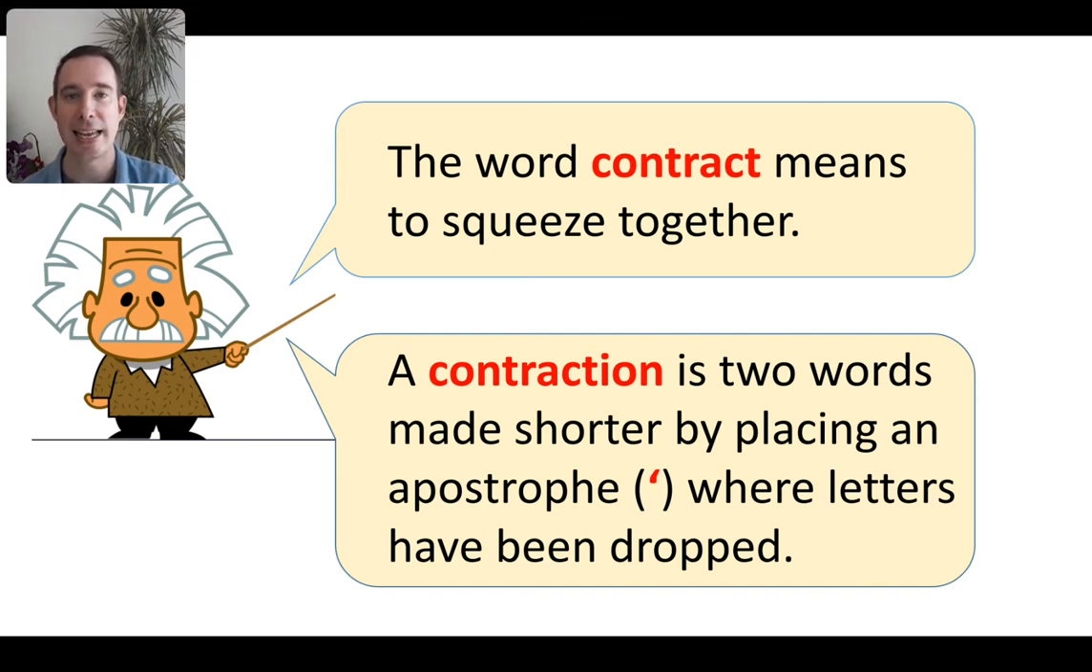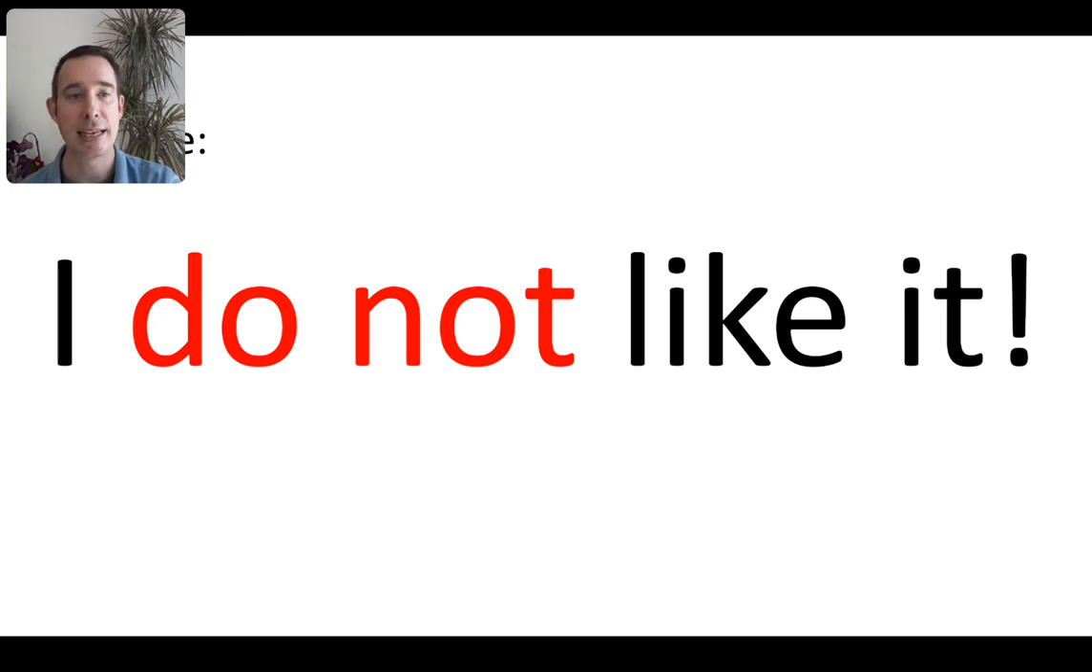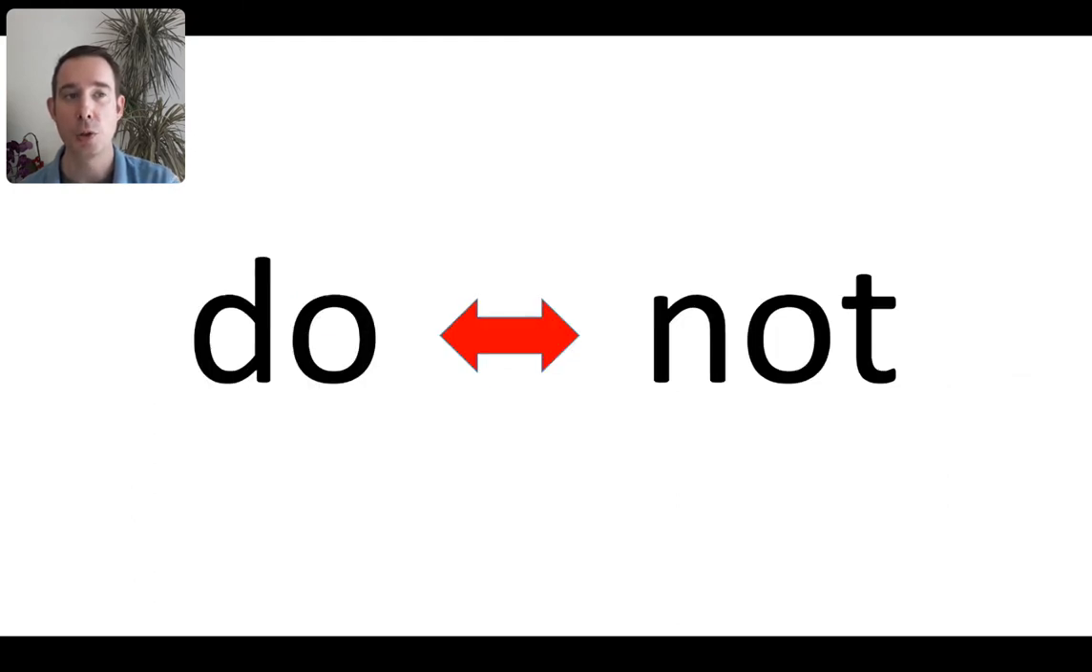First, we're going to look at a sentence: I do not like it. Do you see we have do, the action word, the verb, and not, the negative? That's a long way to say it. I do not like it. But that doesn't sound like how we like to speak. What we do is we shorten it and we contract the do and the not. So do and not will get squished together in my magic squishing machine.